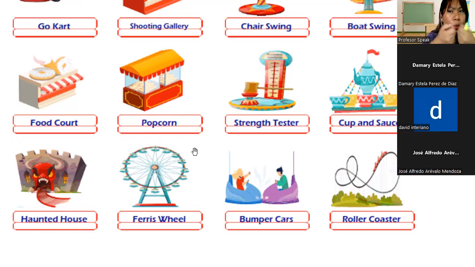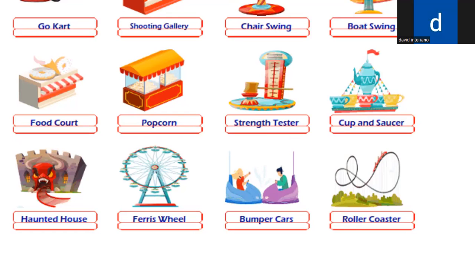What is popcorn? Palomitas. Very good. A strength tester. Everybody repeat. Strength tester. Any idea? Prueba de fuerza.